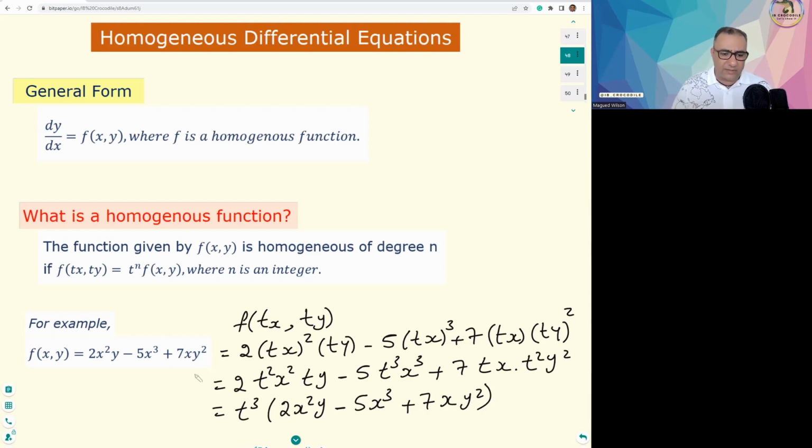So you can say, okay, this function is homogeneous. And the degree here is third degree. The third degree homogeneous function, because we could apply this definition here on this function. So this is the first step. Yes, dy by dx, if the function on the right hand side is homogeneous, so this basically will be a homogeneous differential equation. Okay.